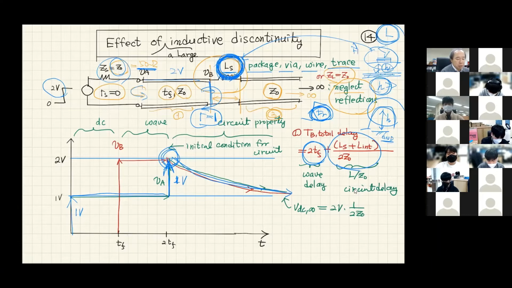And that is the one meaning of this analysis. First meaning of analysis is that we have 2 components of time delay. First one is the wave property, and second is the circuit property.